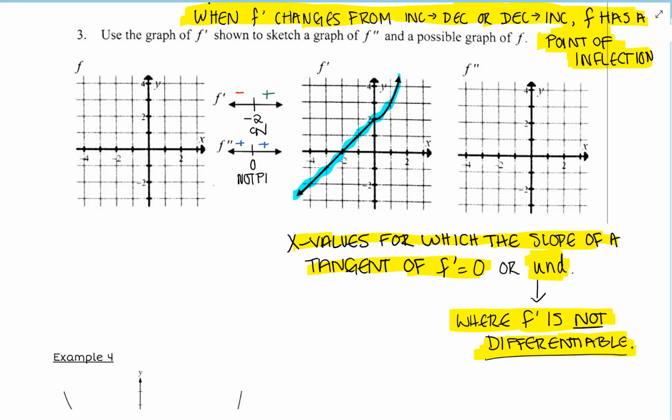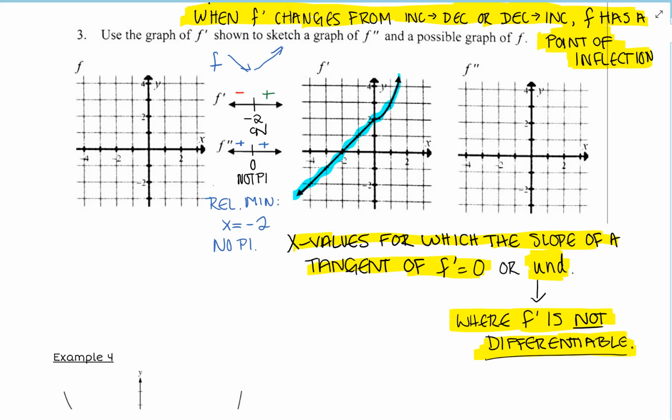To graph f, I will look for any relative extrema. Relative extrema are given to me from the f prime number line, where we see the intervals of increasing and decreasing. So f is decreasing from negative infinity to negative 2 and is increasing from negative 2 to infinity. Therefore, we have a relative minimum at negative 2. When you change from decreasing to increasing, you have a relative minimum. When you change from increasing to decreasing, you have a relative maximum.